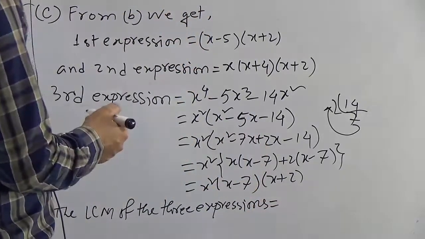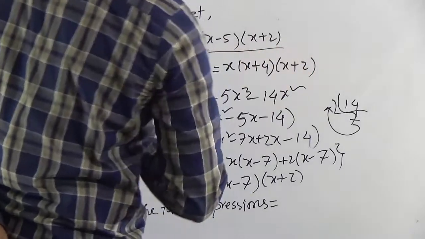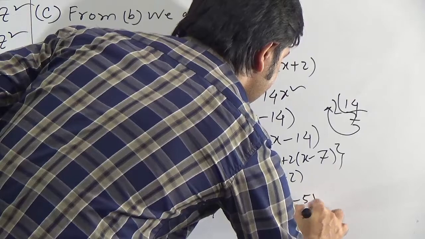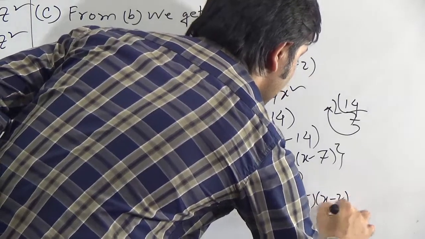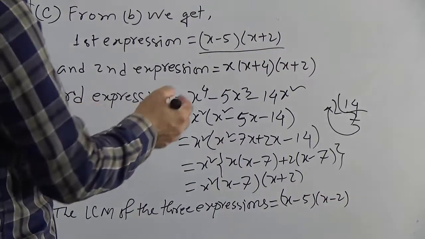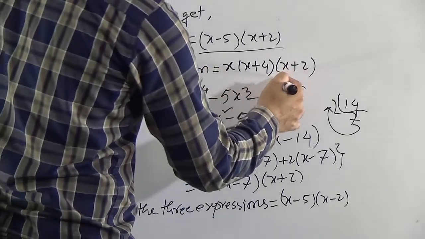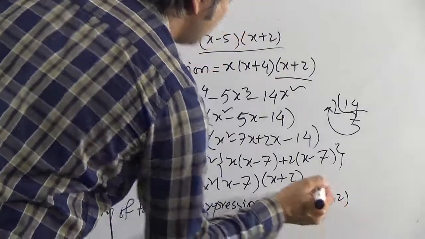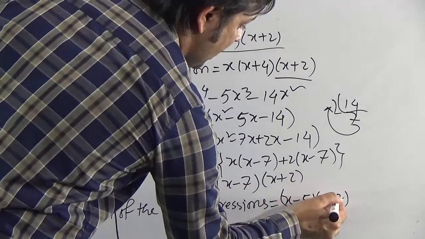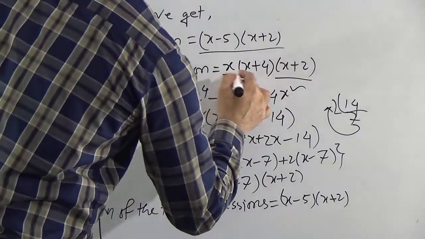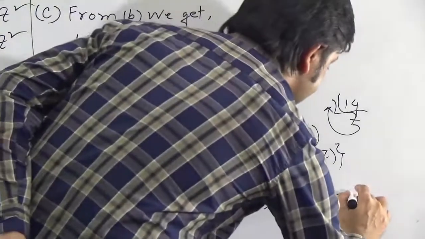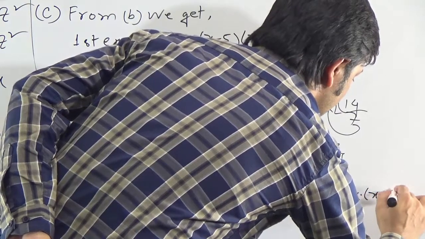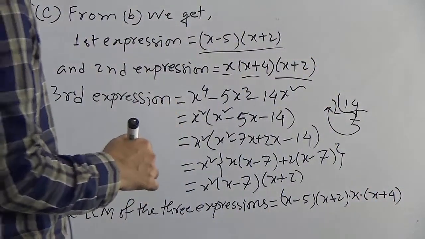The students, at first take both the factors of the first expression, x minus 5 and x plus 2. Then match with the second expression. We have taken x plus 2, so no need to take x plus 2 again. Just we have to take x and x plus 4. So we are taking x and x plus 4. Now see the last expression here.